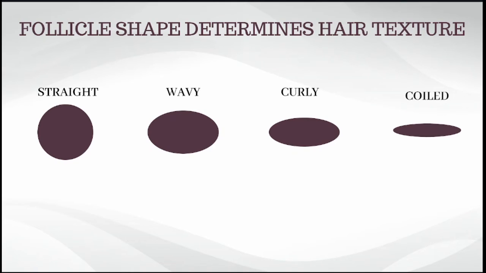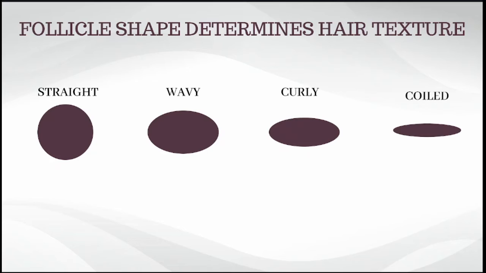Now, follicles not only determine the thickness of our hair, but they also determine the texture. The shape of your follicles is the reason you have the hair texture that you do. Now, this diagram will help you to visualize and understand what I'm talking about a little bit better. Follicles that are round are going to produce straight hair. Oval shape produces wavy and curly hair. And flat follicles are going to produce spiral or coiled hair.